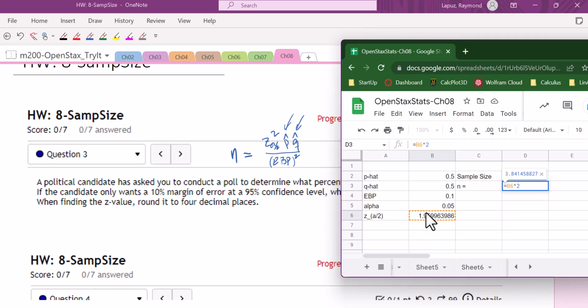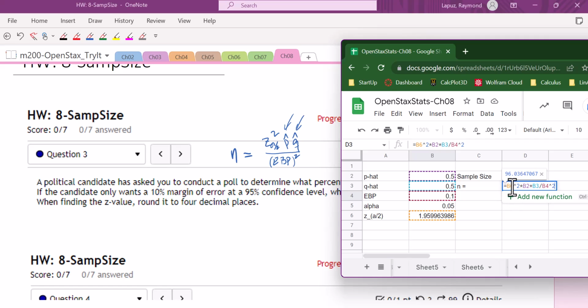Now I need to put a times, and then the p hat is given here, and then times the q hat, and then I will divide this by the EBP, the error bound for the proportion, and then I need to square that, so EBP squared. Now the way it's written here, we don't need parentheses because of the order of operations.